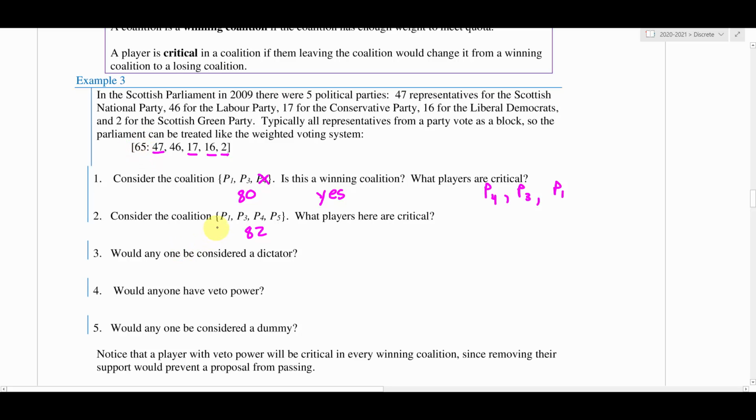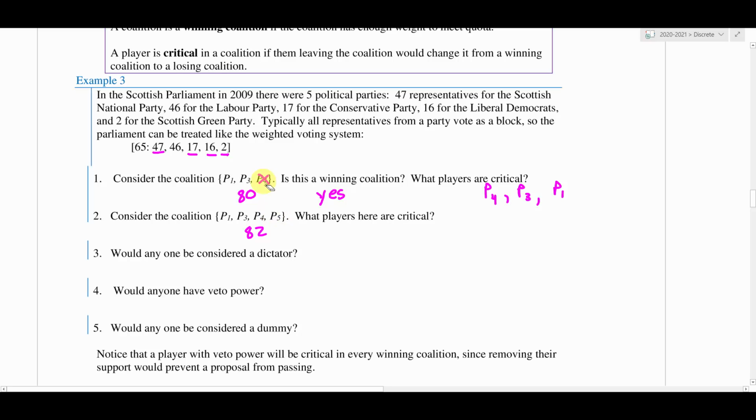But now we run the scenarios of, let's say one of these parties gets unhappy and they decide that they're going to go. All right, so let's see if player 5 is critical. Let's pretend that player 5 says, you know what, this isn't the right coalition for me, we're leaving. All right, so they go from 82 back down to 80. 80 is still enough to pass a measure, so player 5 is not critical.